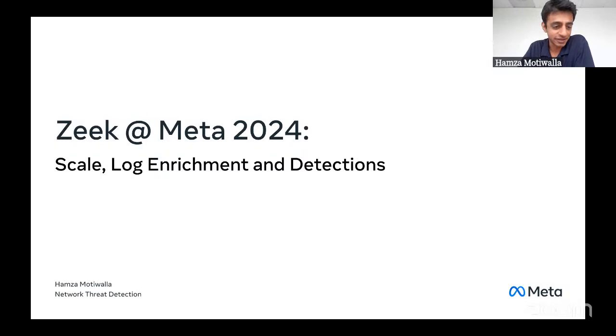My name is Hamza. I work in network threat detection at Meta, and I'm here to talk about Zeek at Meta in 2024. We'll cover a bit of the scale at which we deploy Zeek. We'll talk about how we enrich these logs and some detections that we build on it.